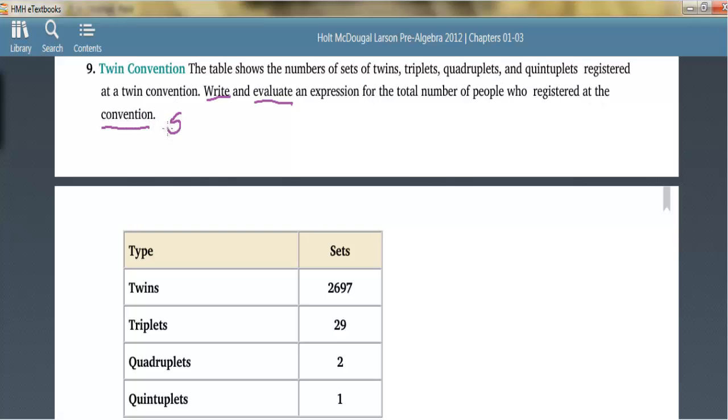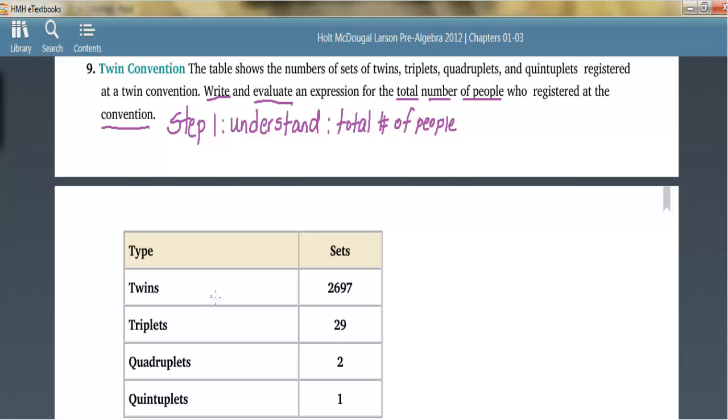So remember that step 1 is always understand. Do we understand what they're asking for? They want to know the total number of people. That's what they want to know. Total number of people. And they know all this information here in this table.